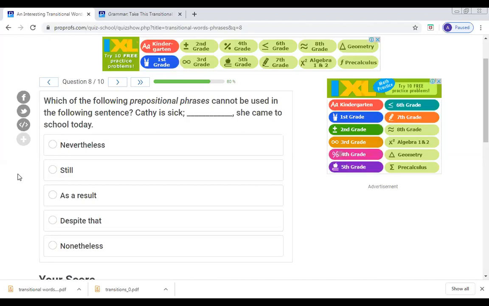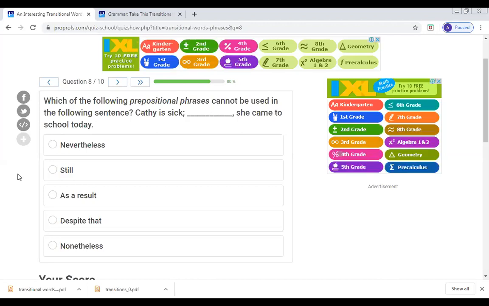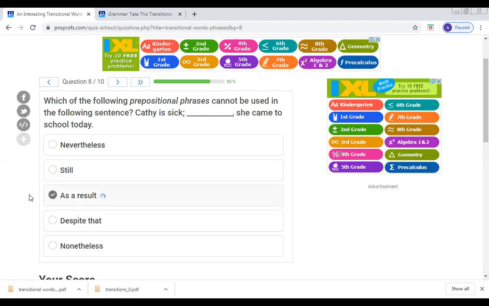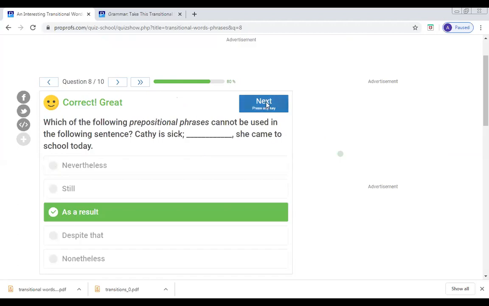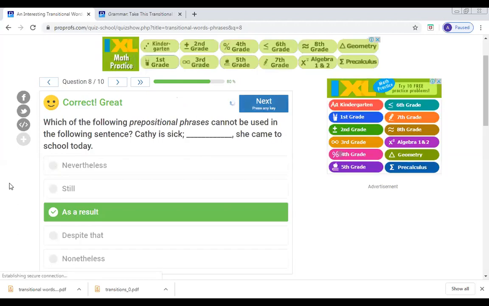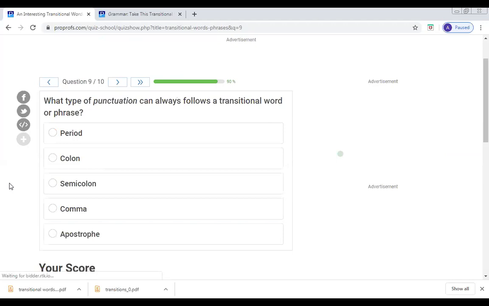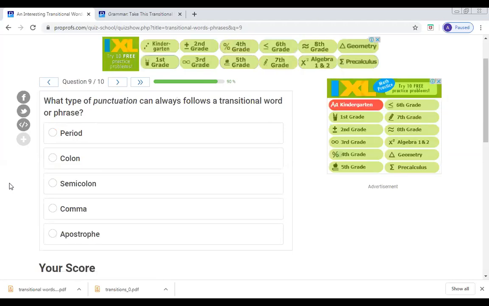You get the idea? So, what about that one? As a result. Despite. Nevertheless, nonetheless. Even if you are noisy, home or no home, still noisy, you are. Well, what about this one?